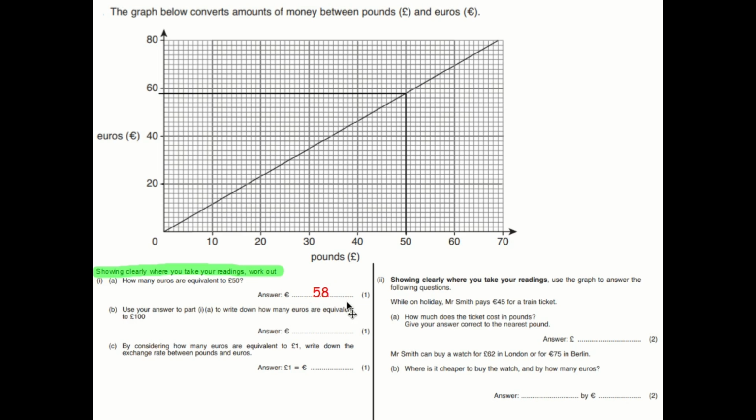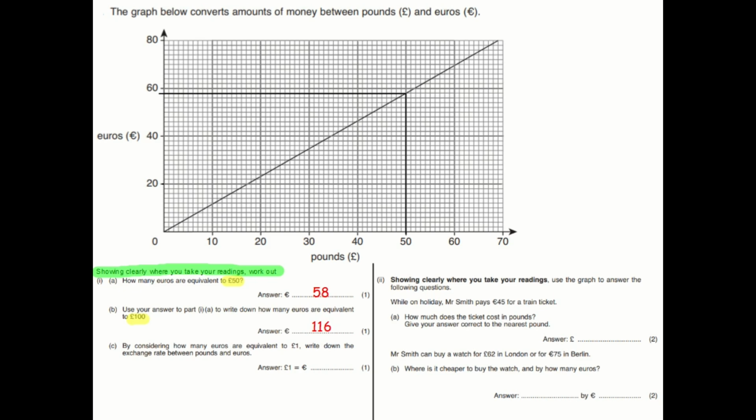Part B says use your answer to part A to write down how many euros are equivalent to £100. Well, if 58 euros are equivalent to £50, I'm just going to double it. So I'm going to double my 58 to get how many are equivalent to £100. So 116.